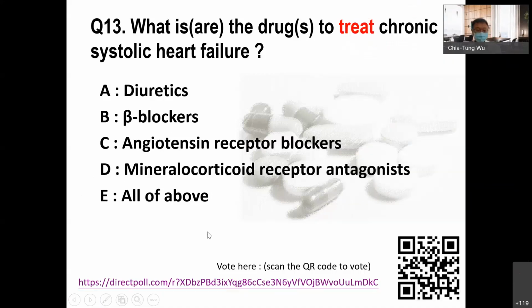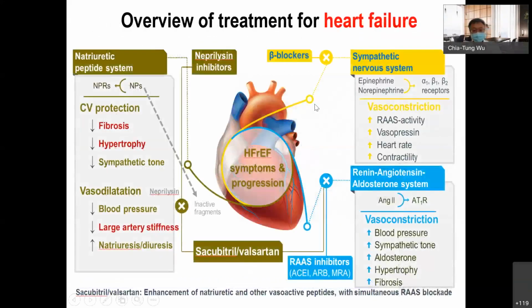Everybody is correct. All of the above drugs can treat heart failure. Diuretics can remove the excess water and sodium in the blood, so the left ventricle will not keep dilating. And beta blockers can reduce the afterload, reduce the blood pressure, and slow down the heartbeat. Because long-term sympathetic stimulation is not good for our heart, the beta receptor will downregulate.